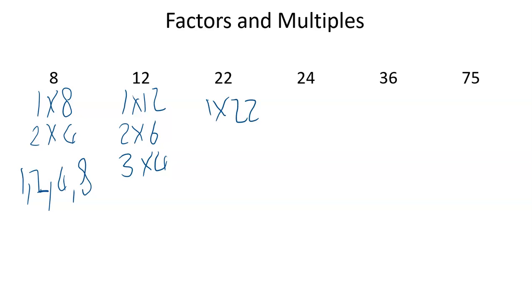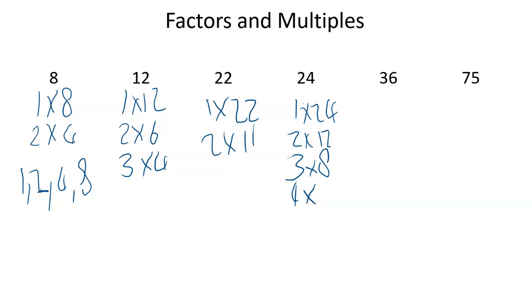1 times 22, 2 times 11, 3 doesn't go, 4 doesn't go, 5, 6, 7, 8, 9, 10 doesn't go, all of those don't go, 11 does go, but we've already got it, so we can stop there, and there's 4 factors. It's just the same for all of them. You just start with 1 times, try the next number, 2 times, yes, 3 times, yes, that works, 4 times, yes, 5 times, no, 5 times does not go, 6, we've got, stop there.